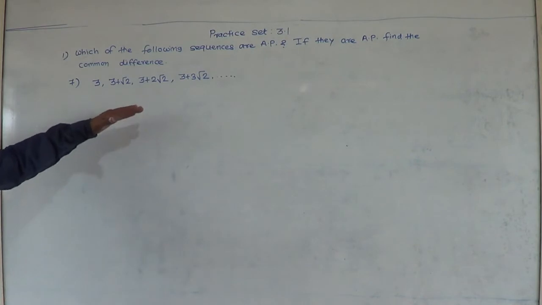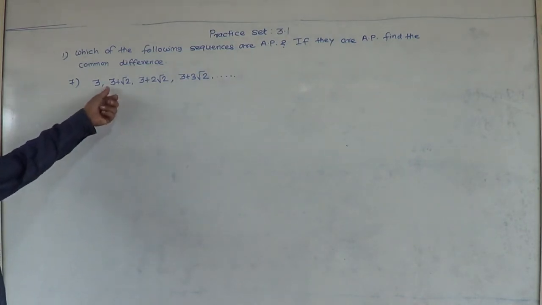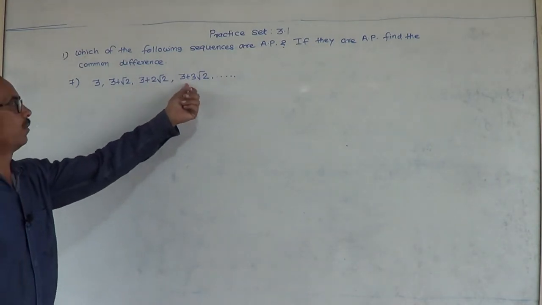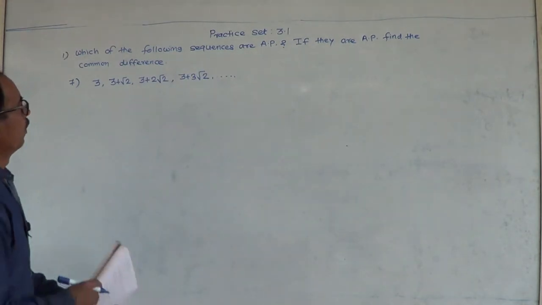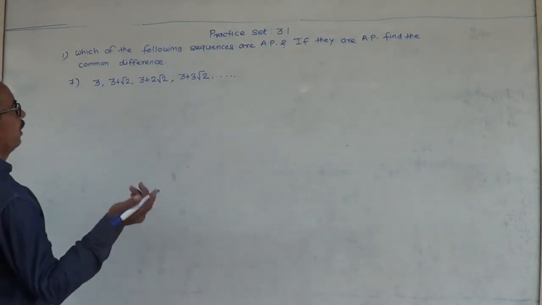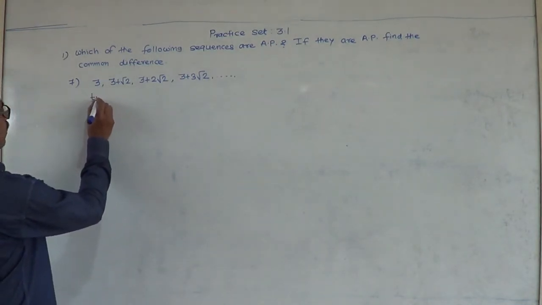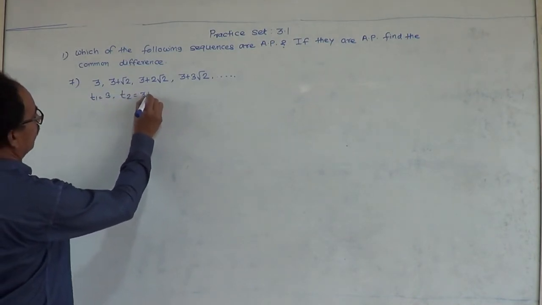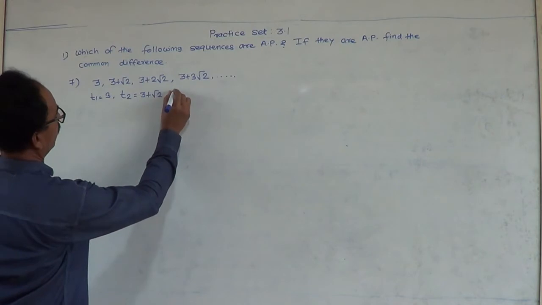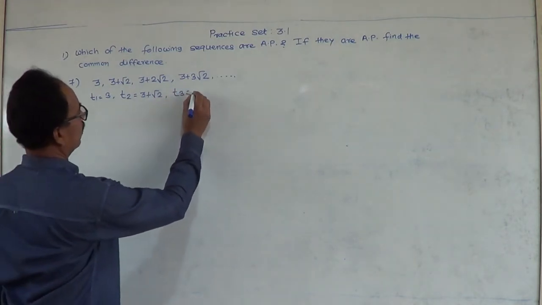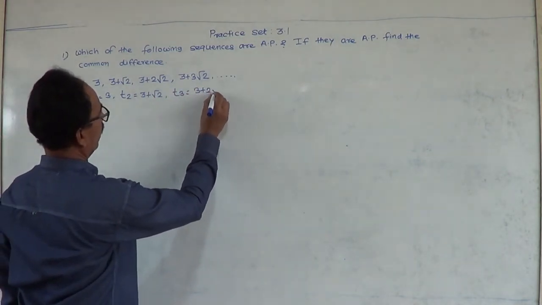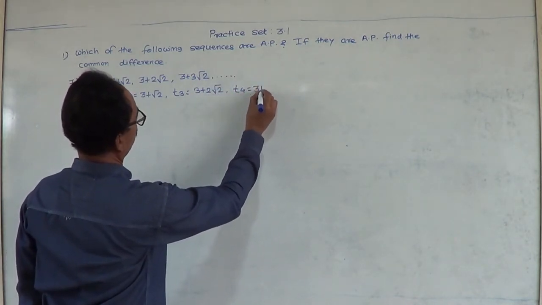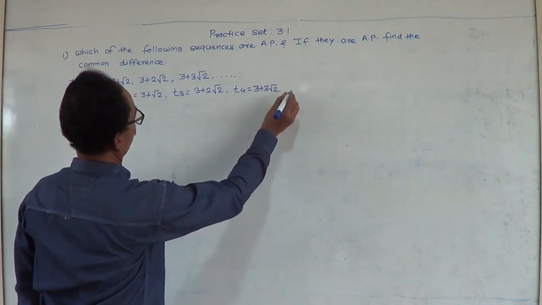Example number 7. Here we are given the sequence 3 plus root 2, 3 plus 2 times root 2, 3 plus 3 times root 2. First we will write the values of T1, T2 and T3. Here T1 is 3, T2 is 3 plus root 2, T3 is 3 plus 2 times root 2, and T4 is equal to 3 plus 3 times root 2.